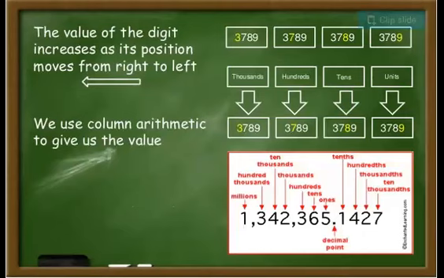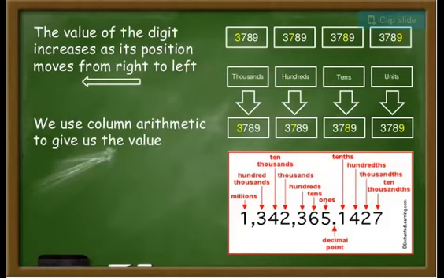On this page, you can see the value of a digit increases as its position moves from right to left. So we count values from right side to left side. Keep that in your mind: any values are counted from right to left. Whenever we go from right to left, the position also increases.